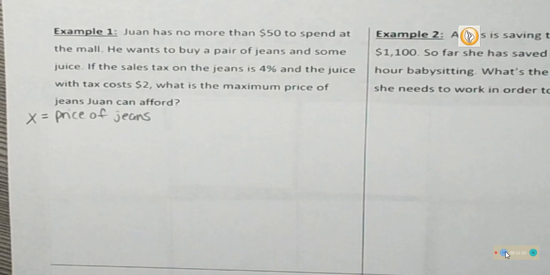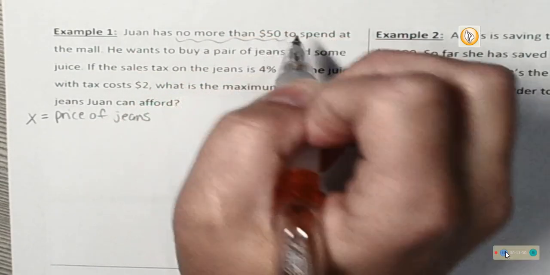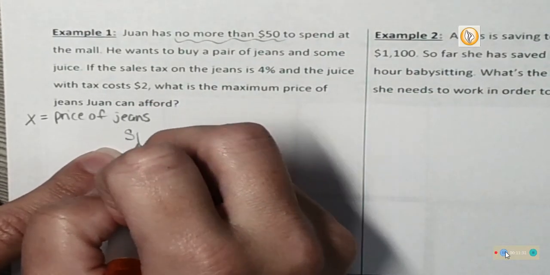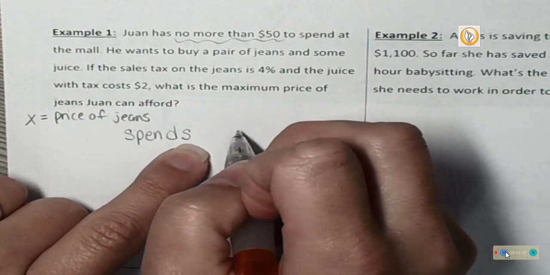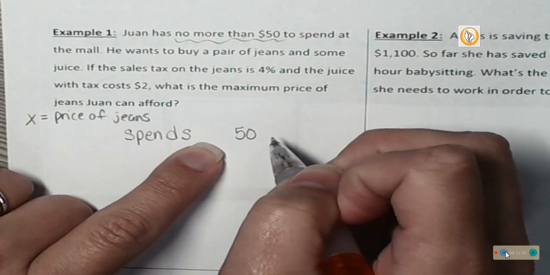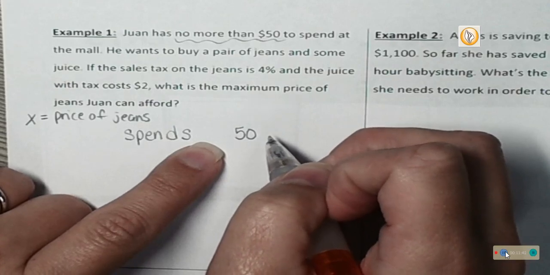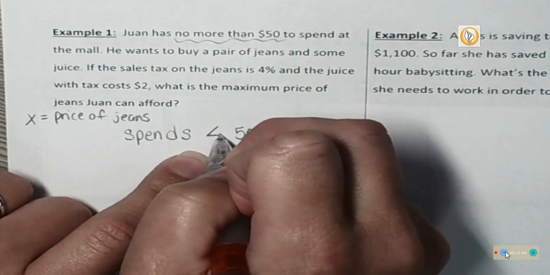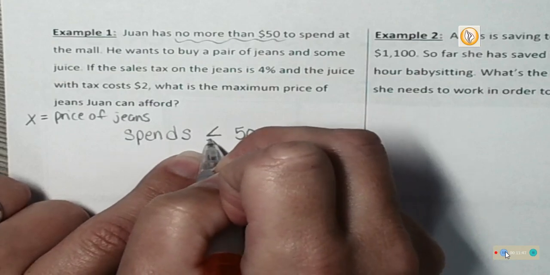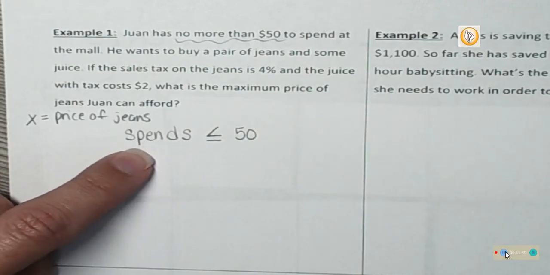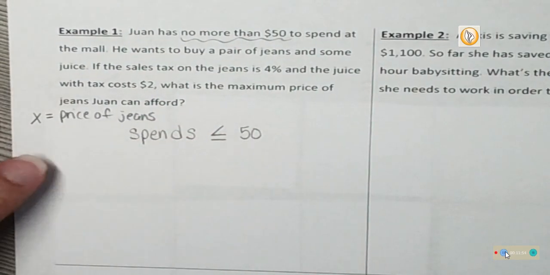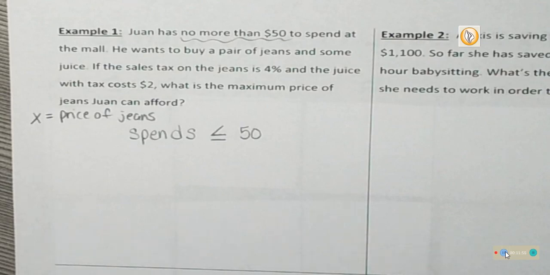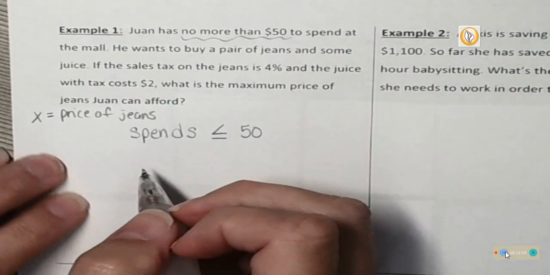Juan has a limit. What is Juan's limit, his total? $50. So what he spends can be no more than $50. So if it can't be more than 50, what does it have to be? Less than. Could he spend all 50? Yes. So you have to figure out how he spends his money, and it's got to stay less than or equal to 50. This one is tricky if you're not familiar with taxes.